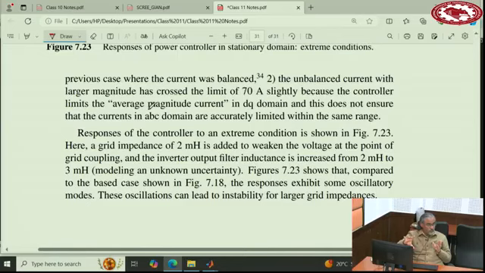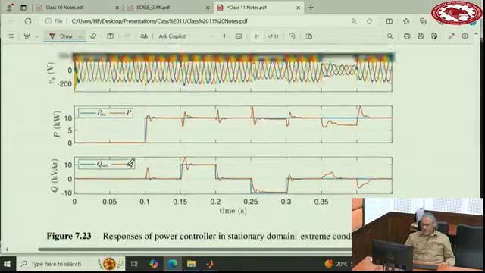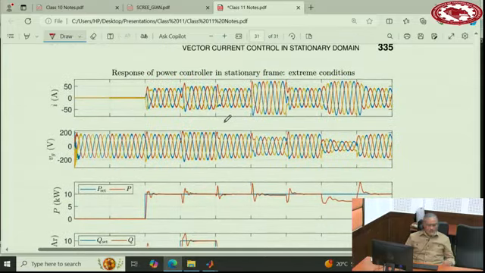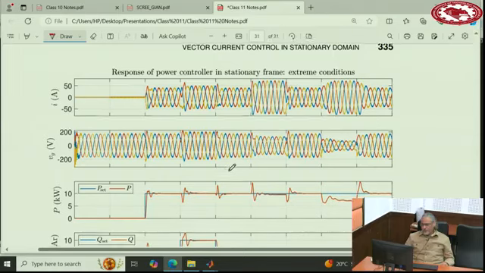That is also a great point for uncertainty, the grid impedance. So I think here it says a grid impedance of 2 millihenry is added to weaken the grid, and the inductance of the filter, which was 2 millihenry, is increased to 3 millihenry. So that's the extreme condition, and you see the responses are stable. There are slight differences, slightly more oscillations in terms of powers, but it still holds together.